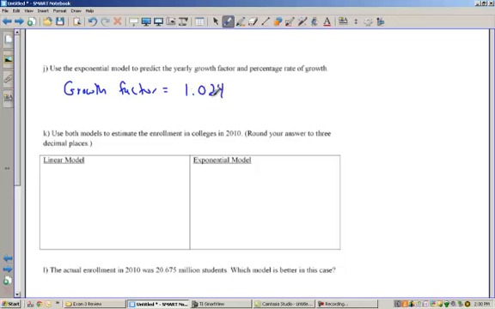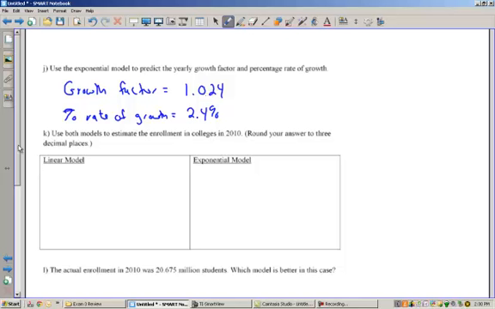1.024. And the percentage rate of growth is equal to, now you ignore the 1 because the 1 stands for the whole part, and you get 0.024, and so that's 2.4%. Remember, the way you turn a decimal into a percent is you simply move it over 2 places.